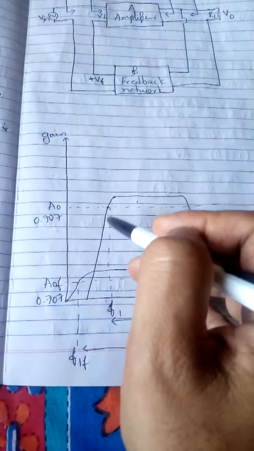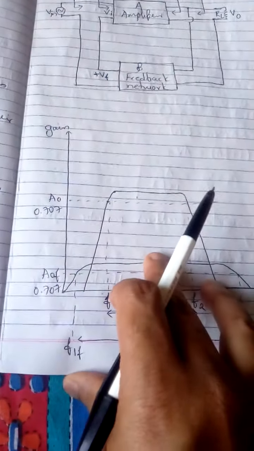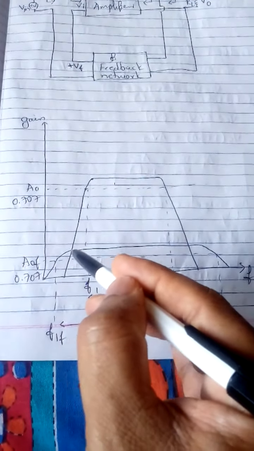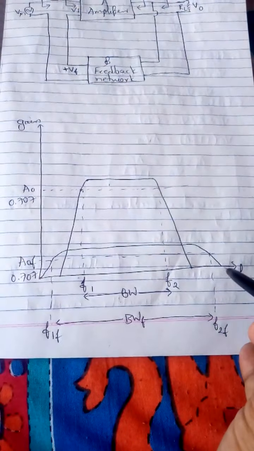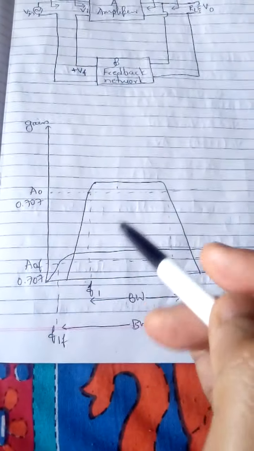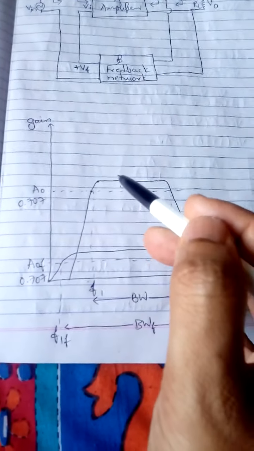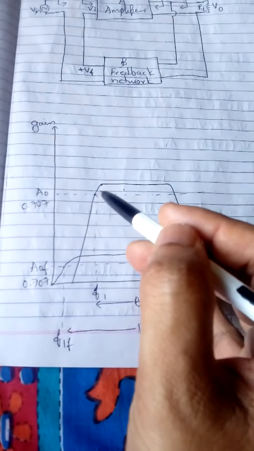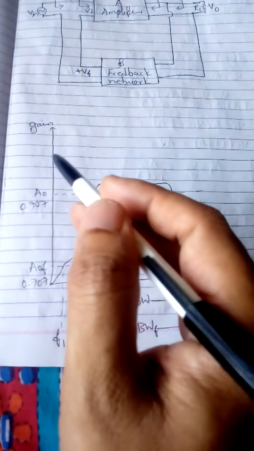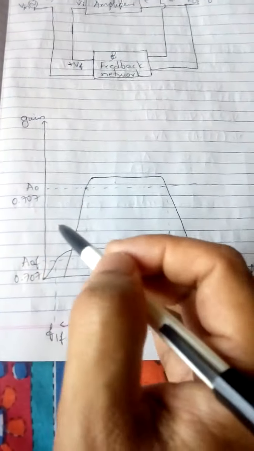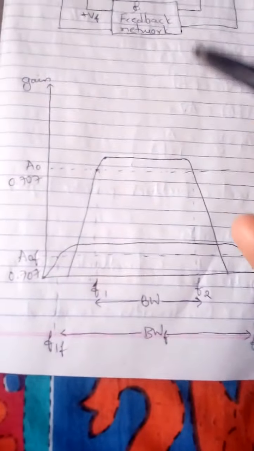This is the first curve, and I have one more curve, the second one. The second one I am calling A0F, gain with feedback. If I compare the first curve with the second one, what I can observe is in the first one gain is more, in the second curve gain is a bit less. A0F is less compared to A0.